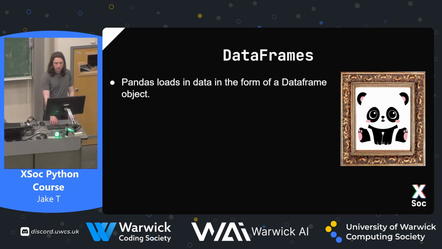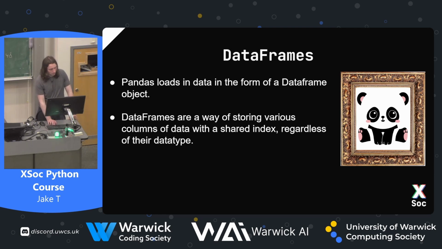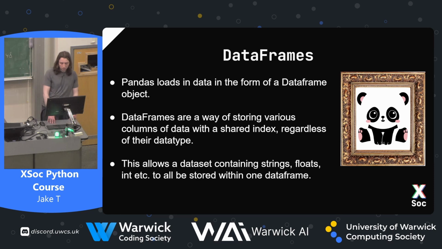So, Pandas uses something called a data frame. It's basically, I don't know how to describe it really. I think of it as just like a gloop of everything Pandas has about that data. You import it and Pandas goes, okay, here's all the information I can find, here's all the functions that you can use on this sort of data. I don't know if that's completely correct, but it's close enough. So data frames are a way of storing various columns of data with a shared index regardless of their data type. Allows data sets containing strings, floats, ints, etc. to be stored within one data frame. So in the example of ID, name, and age, name would be a string, because Jake is not a number, but my age is absolutely a number.